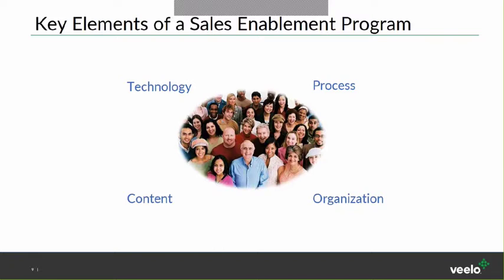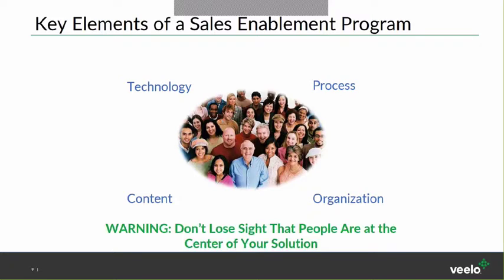But before I do that, just a reminder, sometimes people get enamored with process or the technology, and we're going to do this and we're going to do that. At the end of the day, everything you're doing is to support a sales team so they can perform better. And so you may have the greatest process in the world, but if it's not going to work for the sales team, then it's a bad process. And so don't lose sight of the people that are at the center of your solution, and those are your sales reps.